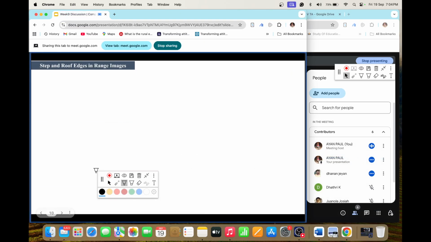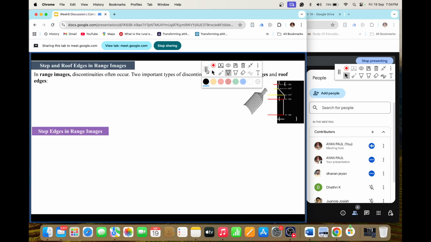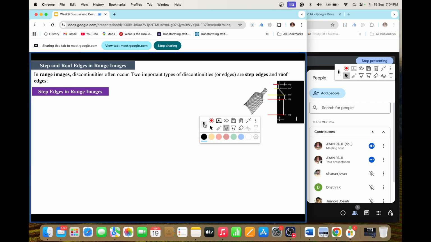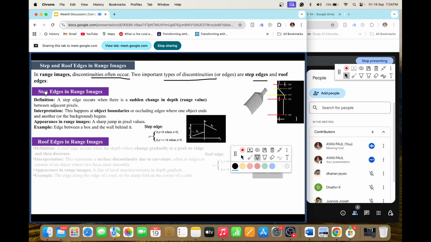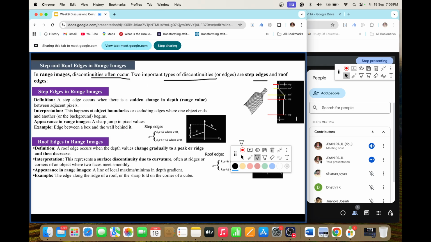So now there is a concept of the step and roof edges in the range images. So what are these step and roof edges? In range images, discontinuities often occur. Two important types of discontinuities or edges are step edges and roof edges. So this is regarding step edge and this is regarding roof edge.